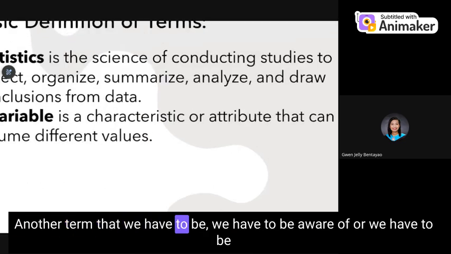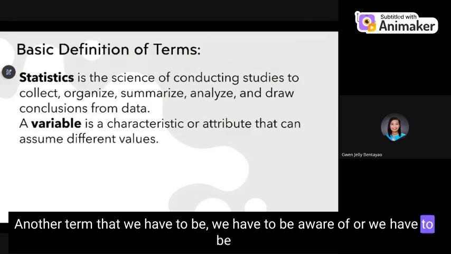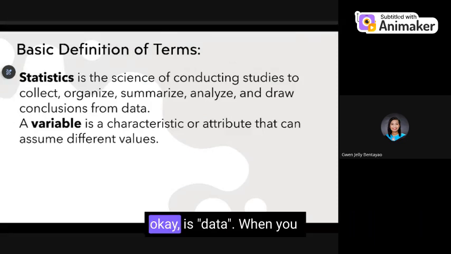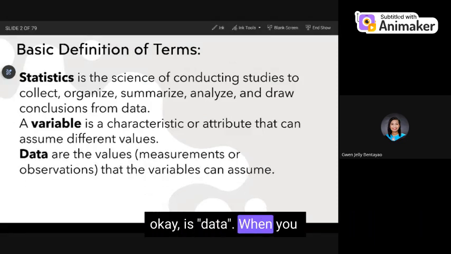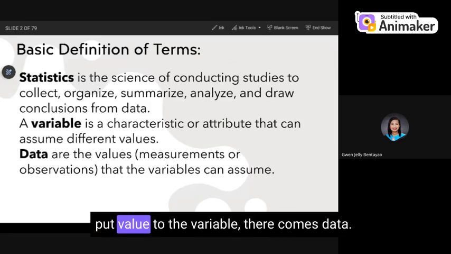Another term that we have to be aware of, or we have to review, is data. So data, when you put value to the variable, there comes data.